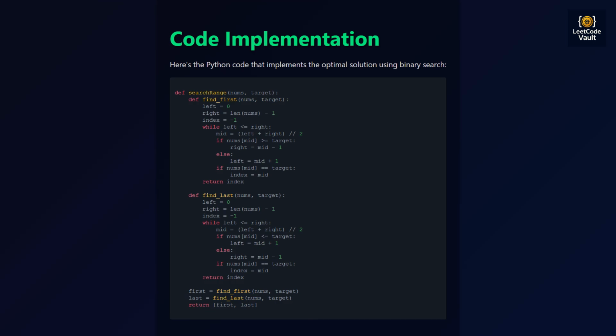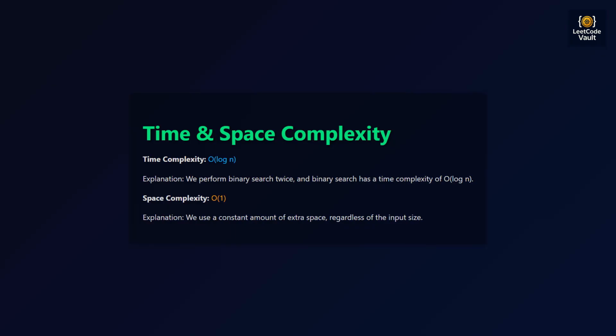These helper functions then get called in the main function. It's all about carefully controlling where we move our search pointers to ensure we find the exact first and last indices. Let's go through the code line by line and see how it works. We will also handle the edge cases like empty array and the target not being present.